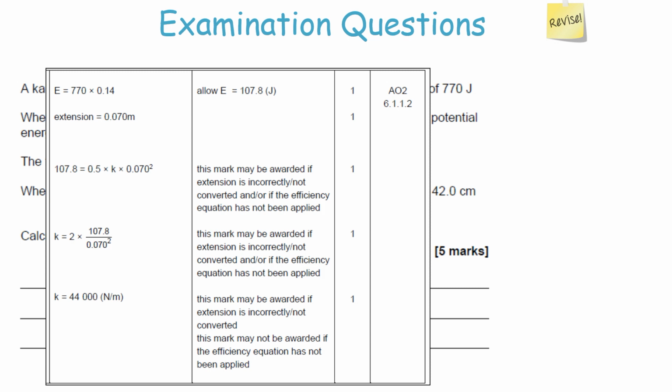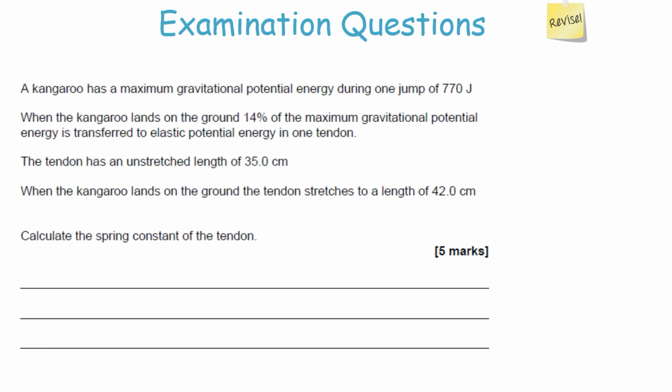The next thing we note is we're talking about elastic potential energy because the object's being stretched. So you can check in your equation book, and it says elastic potential energy equals a half times spring constant times extension squared. Now we need the extension, because what you know is it starts at 35 centimeters and goes to 42 centimeters. So the extension is the difference.